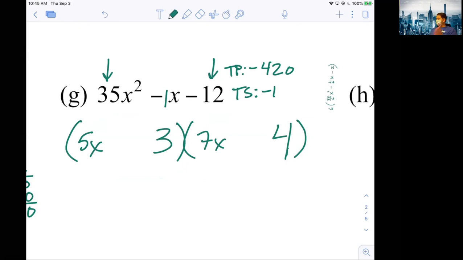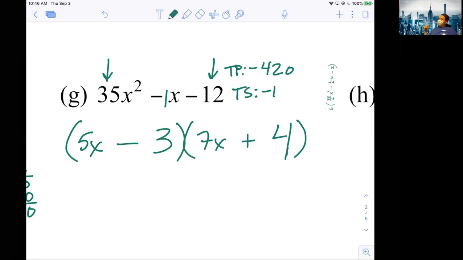I want the middle term to be negative, so the larger product has to be negative, which is what, 21 or 20? 21. So this has to be a -3 and a +4. We did it. We did it. Yeah, lo hicimos, right?